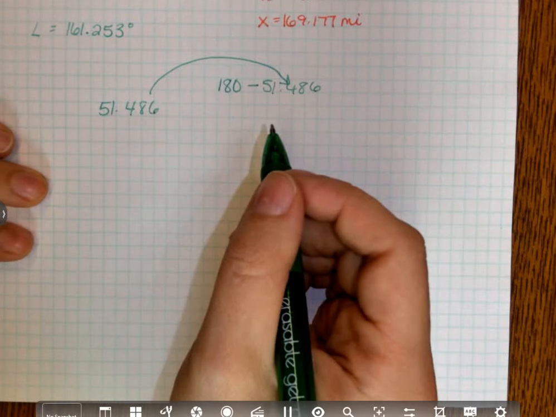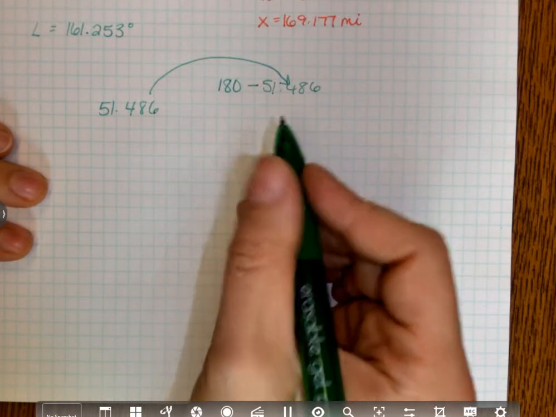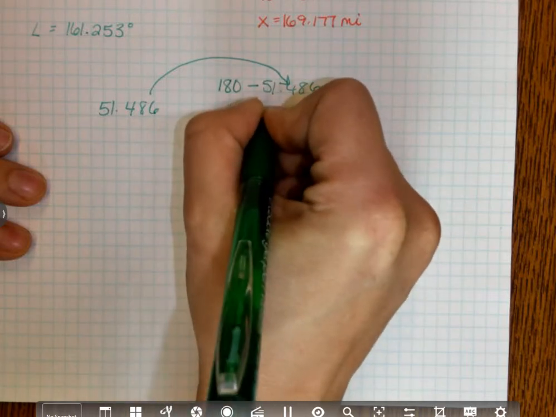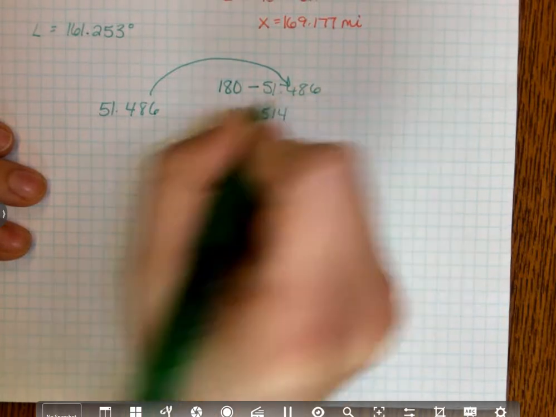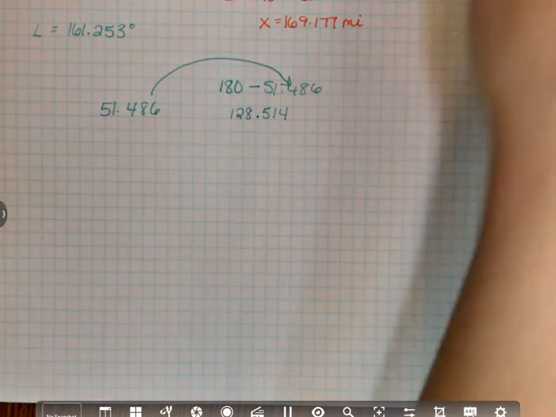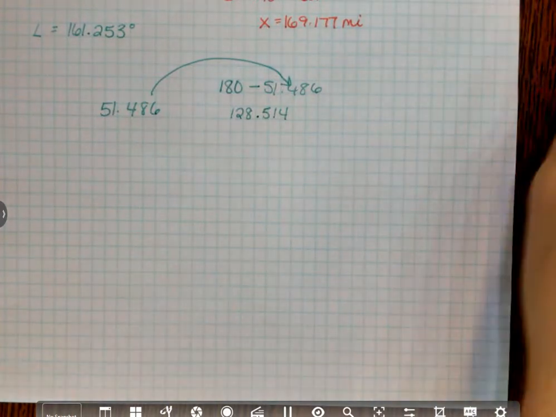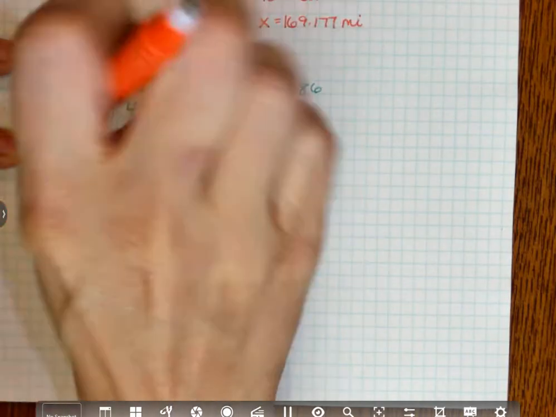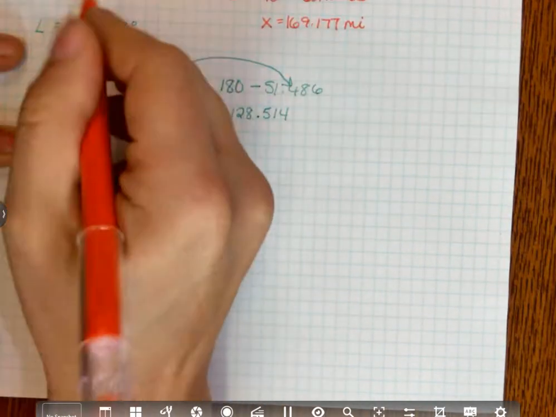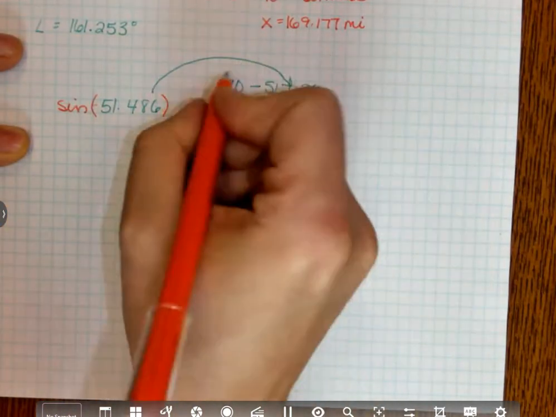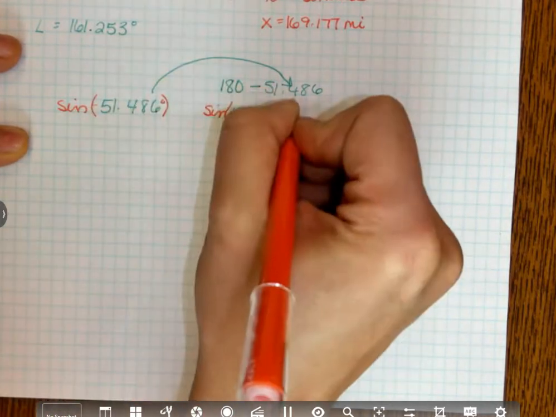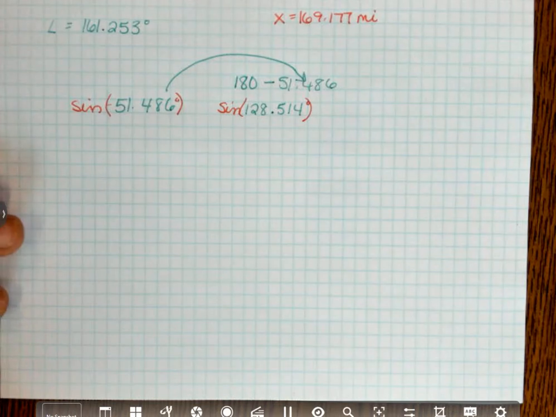What is 180 minus 51.486? 128.514. Okay, now, everybody should have that in their calculators. I want you to find the sine of 51.486, and I want you to find the sine of 128.514. See what you get for those two values.